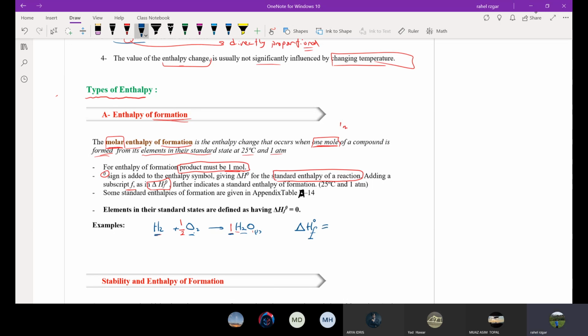So delta HF will be equal to minus 285.8 kilojoules. Since it's for 1 mole, I can write per mole. Let me give you another example. Carbon plus oxygen will become CO2.